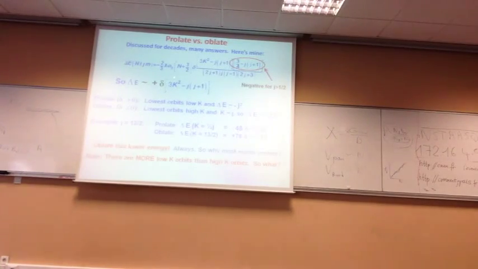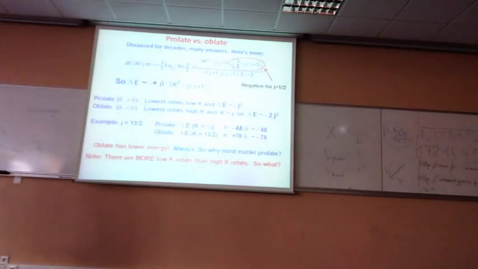And now if you look at this function, the highest k for a given orbit j is obviously j. So this is basically 3j squared minus j squared. So the energies go as minus 2j squared. Is that clear? It's an approximation, but roughly. So on the prolate side, the energy dependence of the lowest orbits is basically minus j squared. On the oblate side, it's minus 2j squared. Minus 2j squared is more negative than minus j squared.